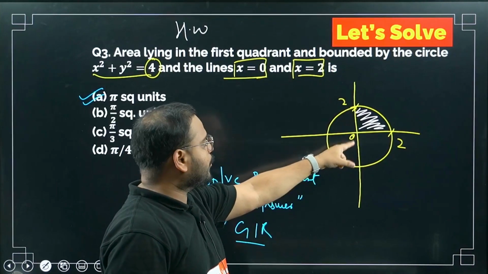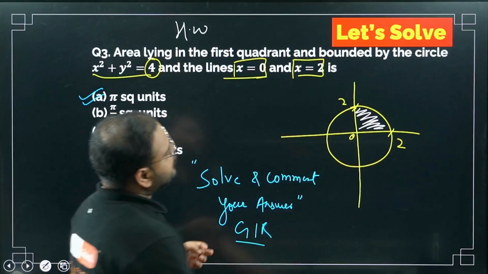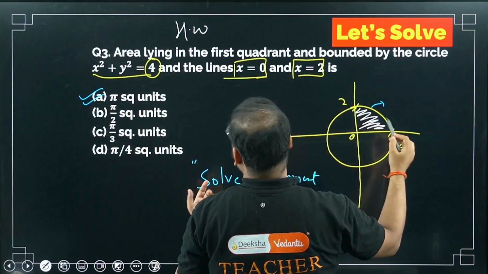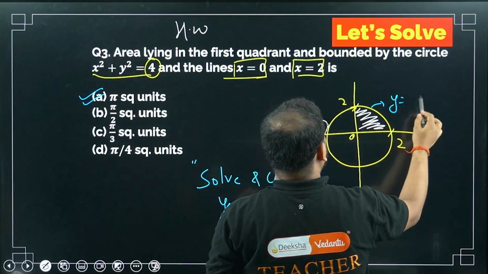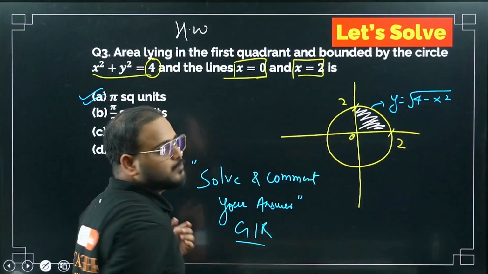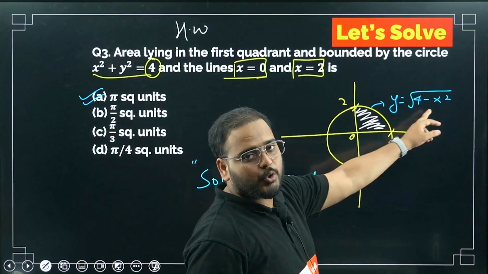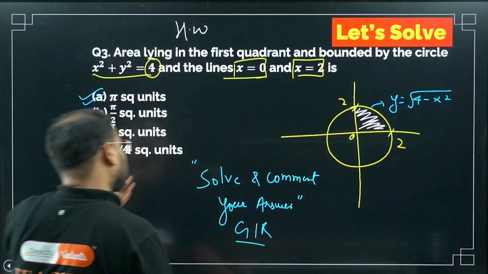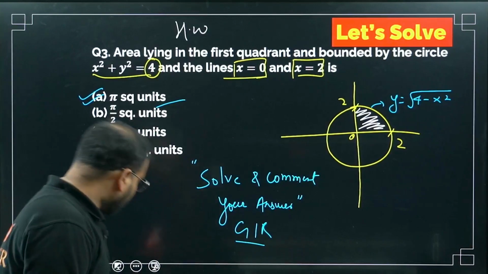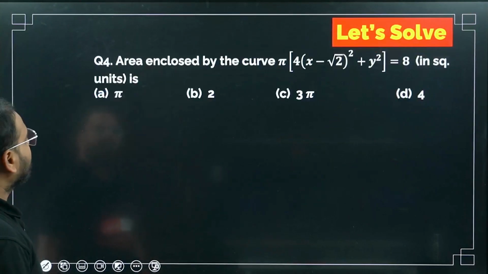All right, how are you gonna do it? So you're gonna take this equation of the area. Equation of the circle will come as y equals root of 4 minus x square. Integrate this value from 0 to 2 for x. You're gonna get the answer as pi. Any problem there? None. Moving on.